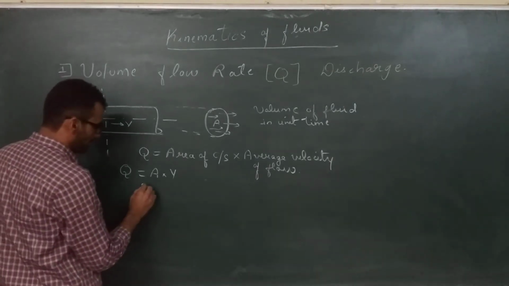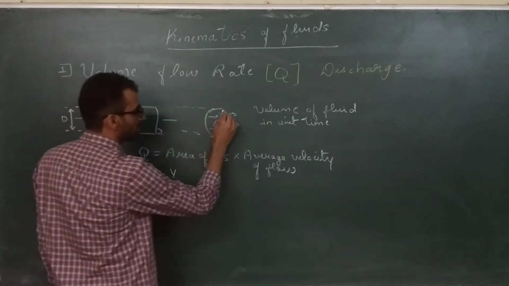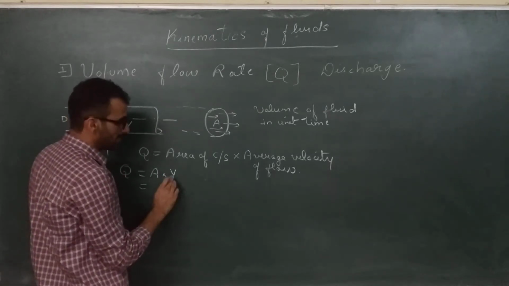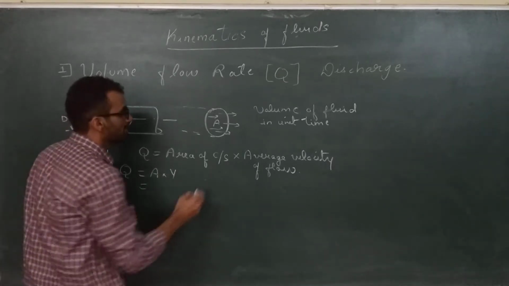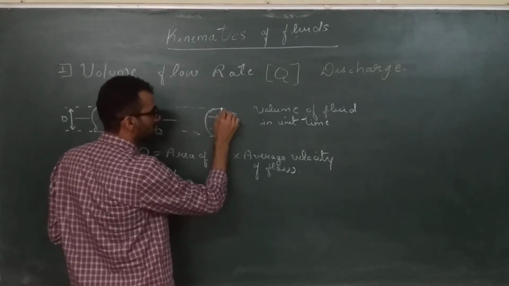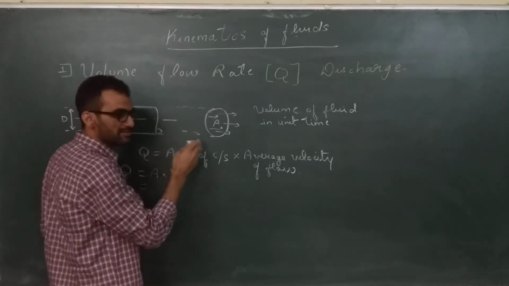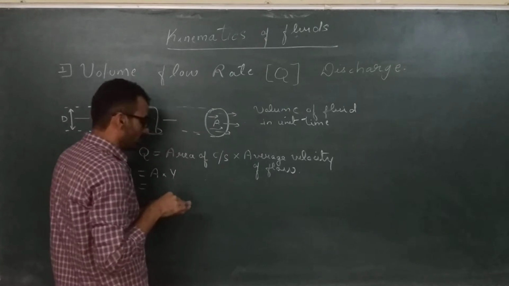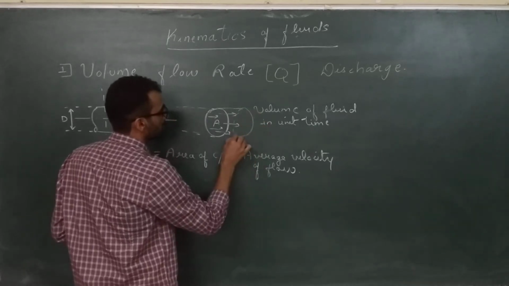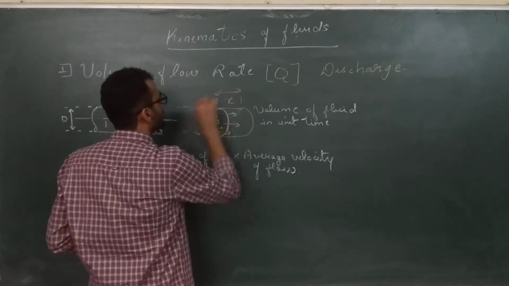Now let's see what it physically means. Area of cross section multiplied by average velocity. Now what is this average velocity? It is the distance travelled in one unit time. So it represents the distance travelled by the section of fluid in unit time. Let us say in unit time the fluid travels some particular distance x.